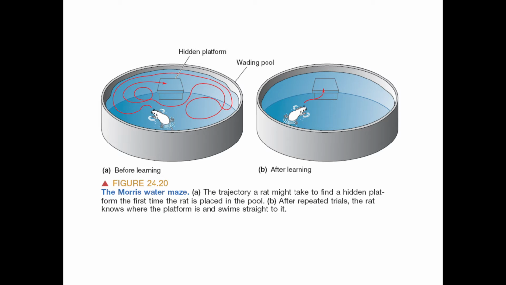And this is an experimental design made by Morris. It is a pool with water, a milky water with white color, so the rats cannot see what's under the water. This is used to test spatial memory. Rats usually swim through the pool until they find a platform where they can stand and breathe. After you put the rats in this pool several times, they will find the way directly to the platform, meaning that they develop some sort of long-term memory for place, for space.